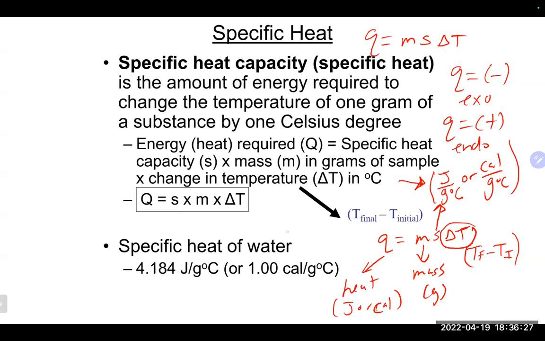A couple important values: the specific heat capacity of water. And by the way, this is not negative, it's just from PowerPoint. So it is actually just 4.184 joules per gram per degree Celsius, or 1 calorie per gram per degree Celsius. That is basically also the important conversion here, 1 calorie is 4.184 joules per gram per degree Celsius.